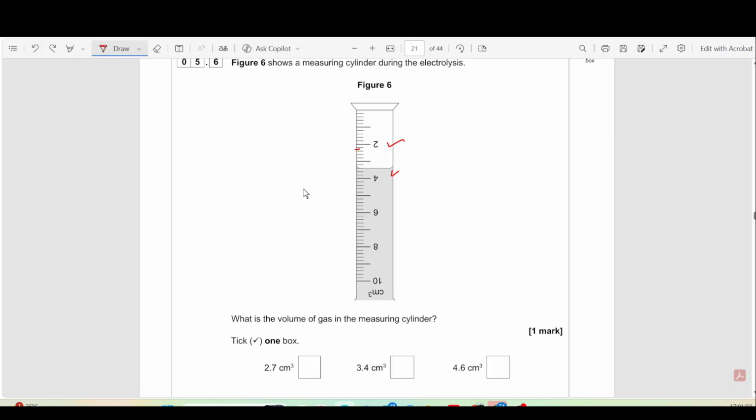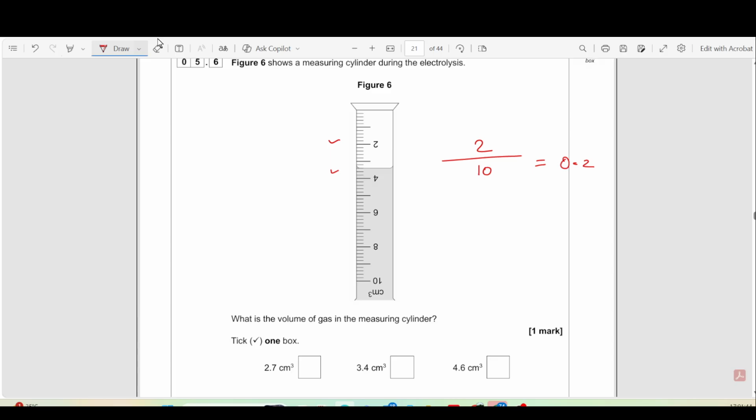Each small line represents a fraction of the gap between 2 and 4. 4 minus 2 is 2, divided by the 10 small lines. If we divide, we get 0.2 cm³ per division. Now, how do we find the reading? We locate the liquid level. We can see this is between 2 and 4, right?